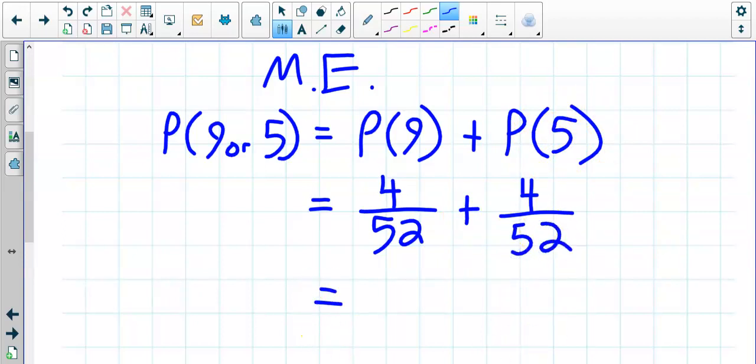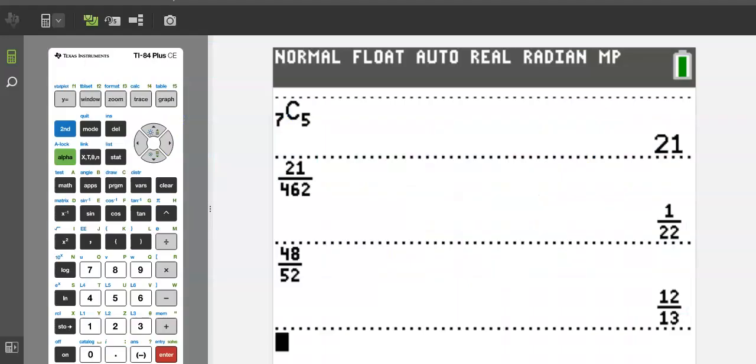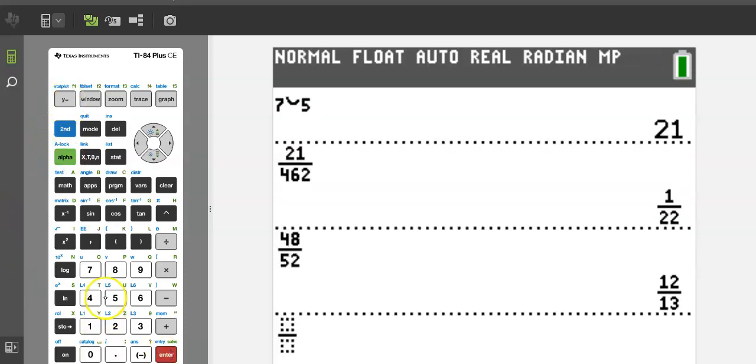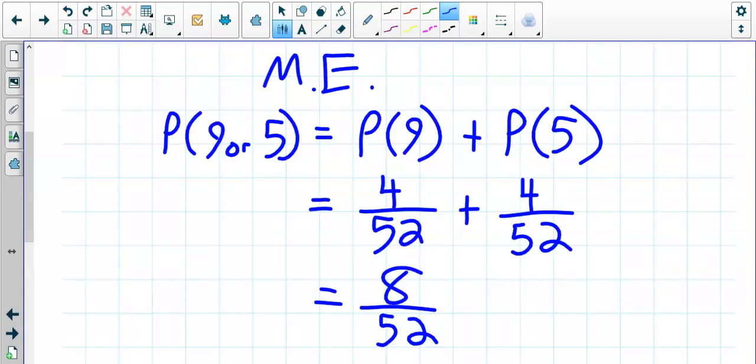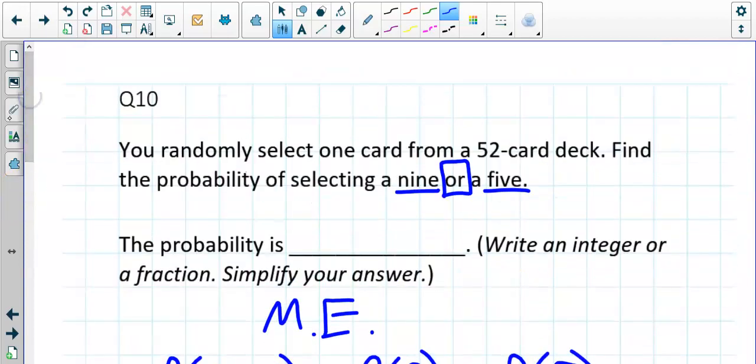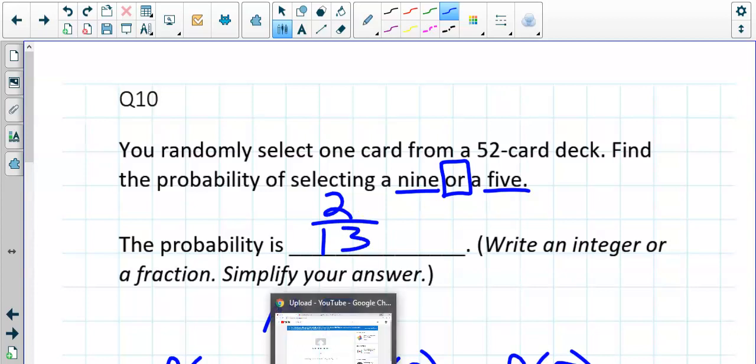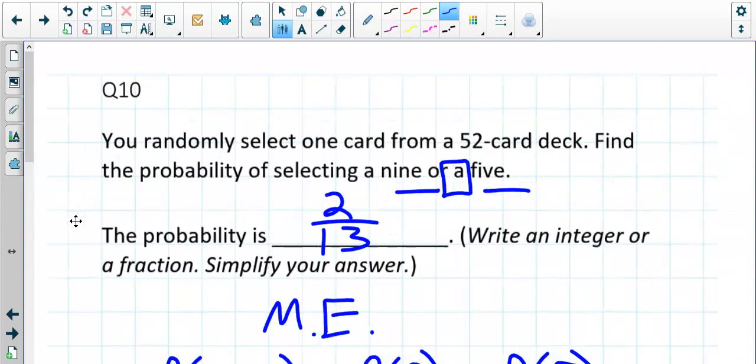And so since they have common denominators, you can add this real quick. If you really wanted to, you can go to your calculator. So 4 out of 52 plus 4 out of 52 is 8 out of 52. And this is the part where I would go to my calculator and let it reduce. So I hit alpha, y equals, and I got 8 out of 52. And there it is, so my probability is 2/13. So I go up here and we'll just plug it in. 2 out of 13. There we go. That's the probability of selecting a 9 or a 5.